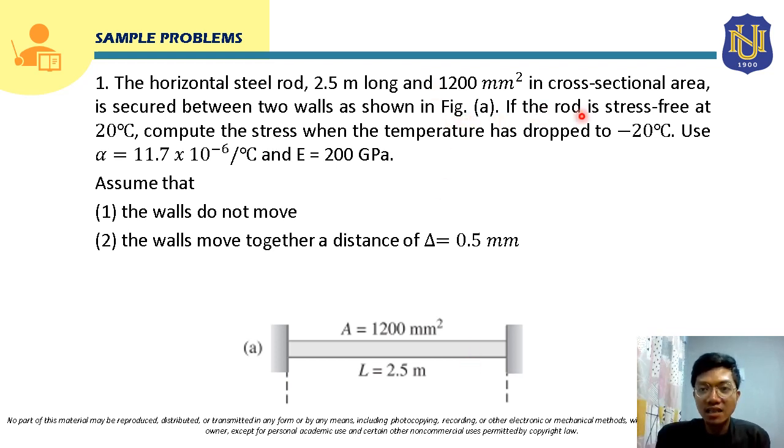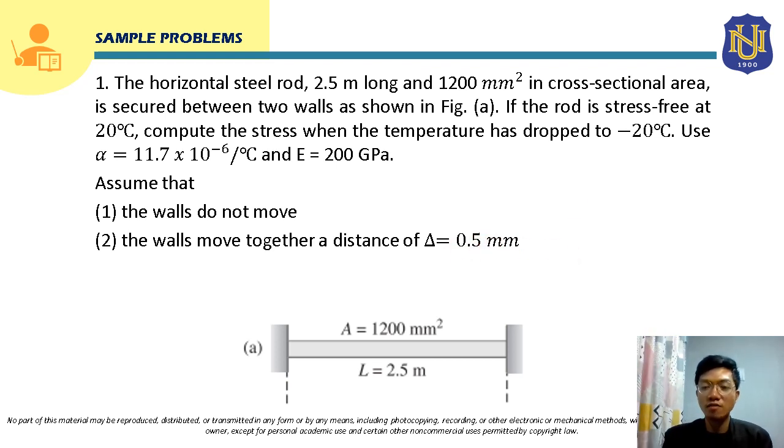Class, if this steel rod is stress-free at 20 degrees Celsius, compute the stress when the temperature has dropped to negative 20 degrees Celsius. Use alpha equal to 11.7 times 10 raised to negative 6 per degree Celsius, and for the modulus of elasticity, 200 gigapascals. We are going to assume, class, first that the walls do not move, and for the second assumption, that the walls move together a distance of 0.5 millimeter. We are going to compute the stress for the first condition, when the walls do not move, and for the second, when the walls move together a distance delta equal to 0.5 millimeter.